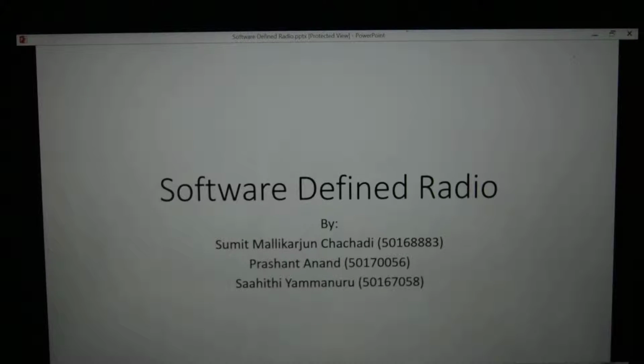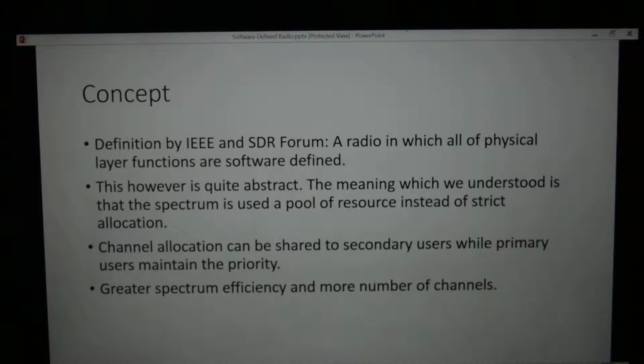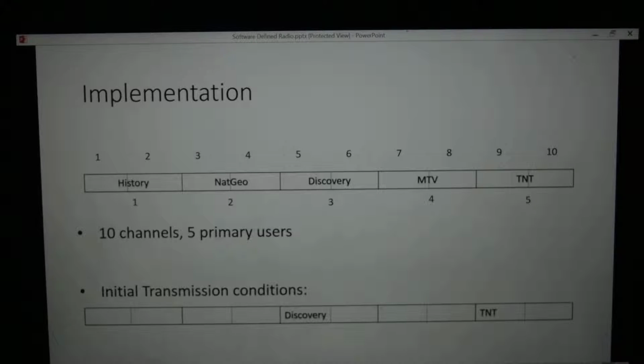Hi, so now I'll be demonstrating our project on software defined radio. We should first understand that this is mainly based on the approach of cognitive radio. So we have 10 channels here and 5 primary users.